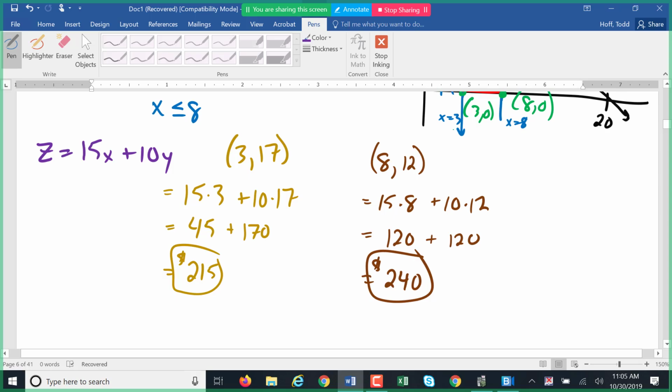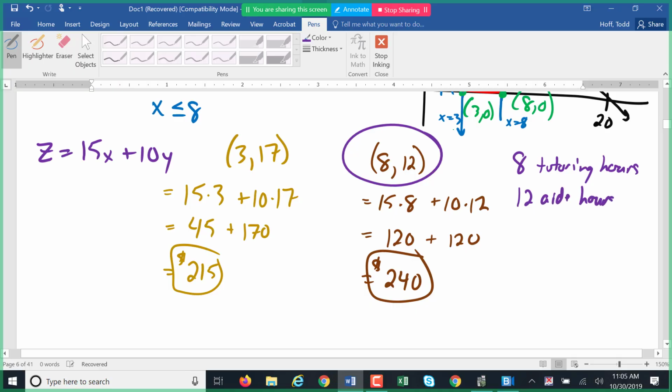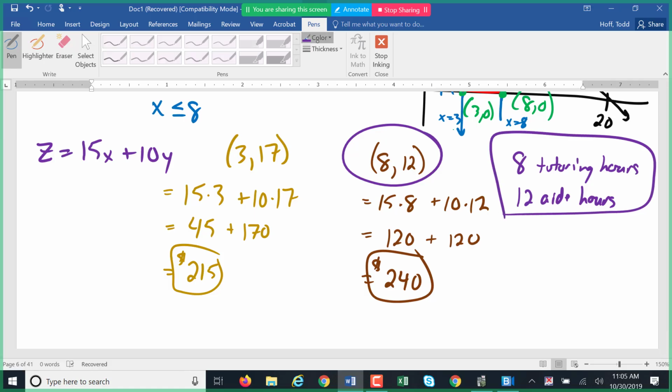So the best allowable combination of hours, 8, 12, remember 8, the X was the hours tutoring. So we spend 8 hours tutoring and 12 hours as an aide. Any questions?